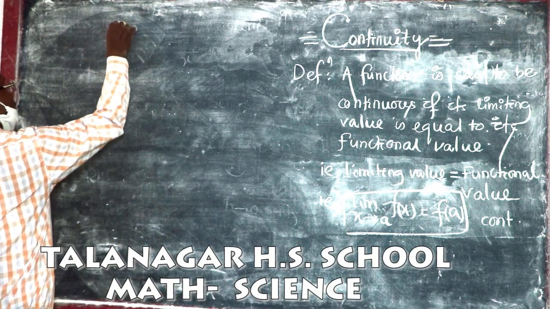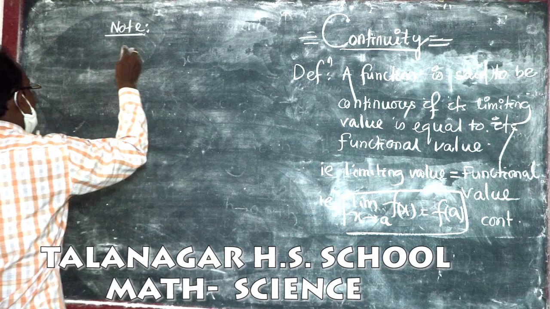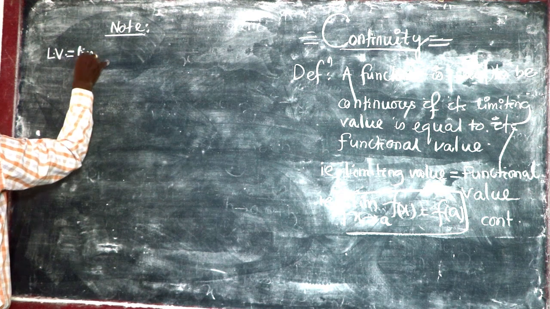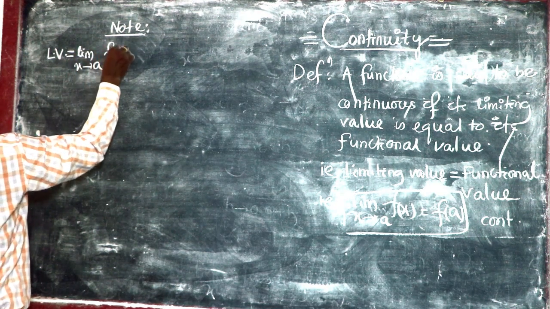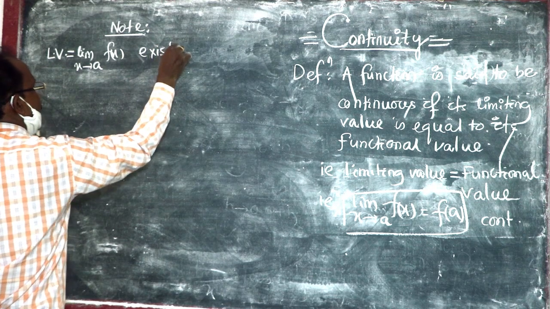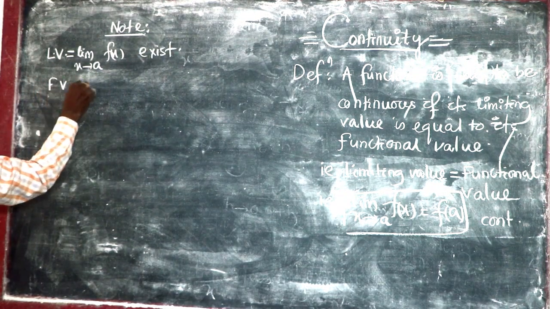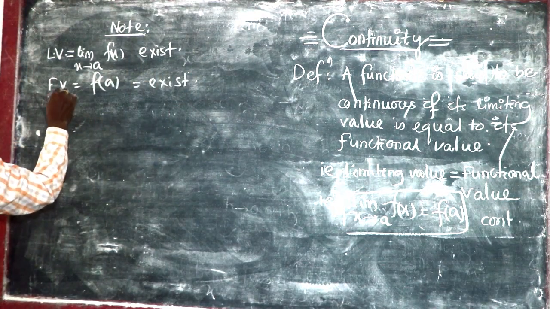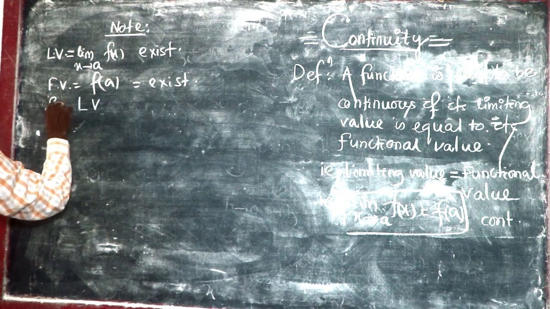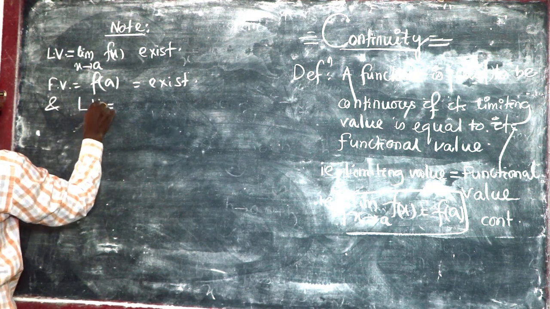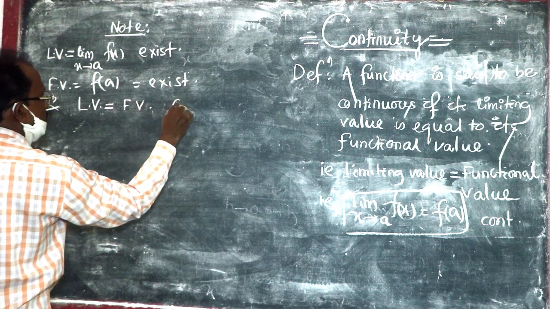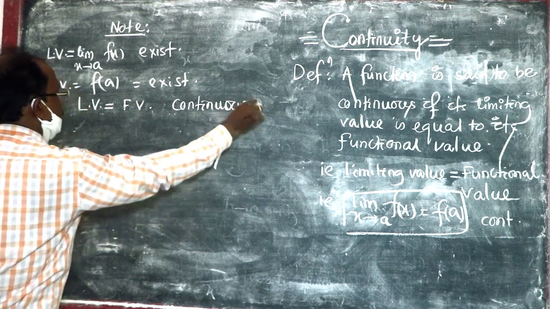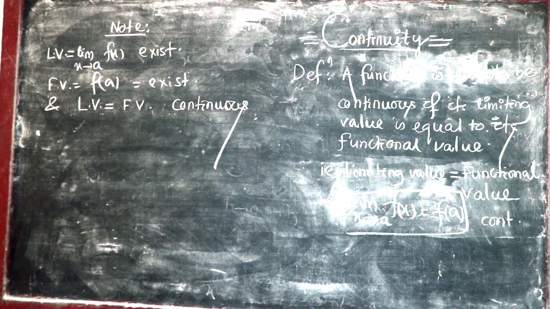Write down the notes. Sometimes a case arises where the limiting value (LV), that is, the limit as x tends to a of f(x), exists, and a functional value f(a) exists, and both are equal, that is, LV is equal to f(a). Then the function is said to be continuous, otherwise discontinuous.